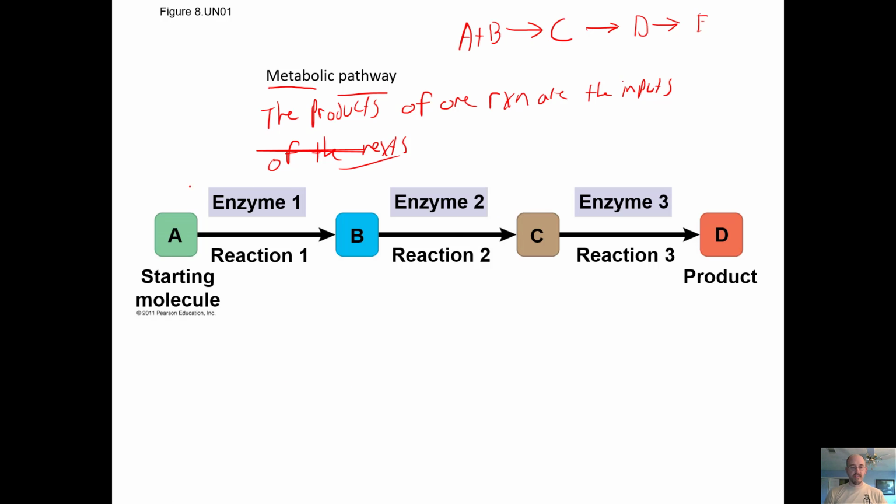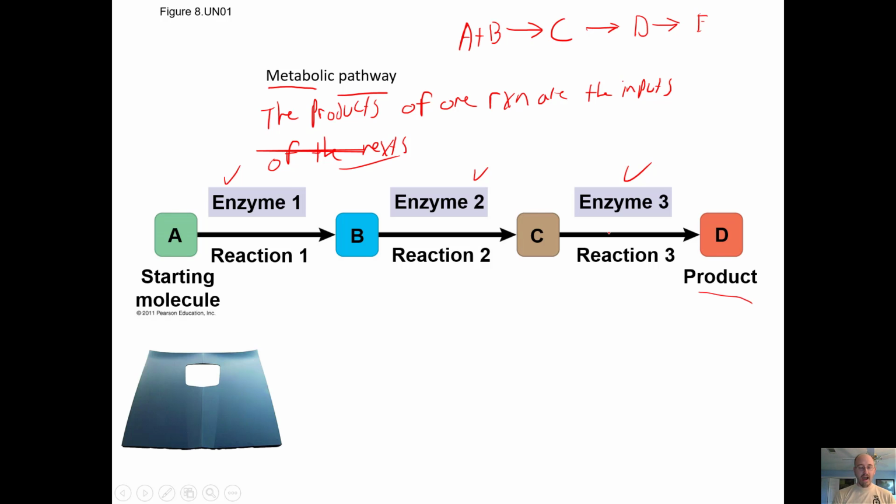So I want to show you this. Here we have chemical A, and there's a chemical reaction which yields chemical B, which then undergoes another reaction to yield C, which undergoes another reaction to get the final product D. And each step of this reaction, so A to B, has an enzyme that basically makes that reaction possible. And then there's another enzyme for the conversion of B to C and another enzyme for the conversion of C to D.